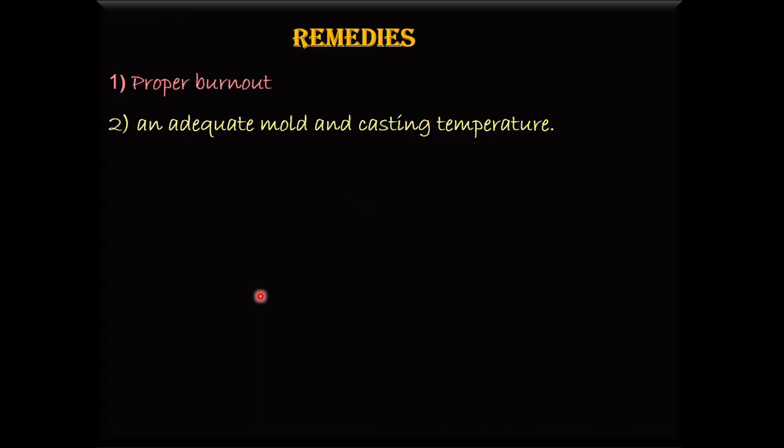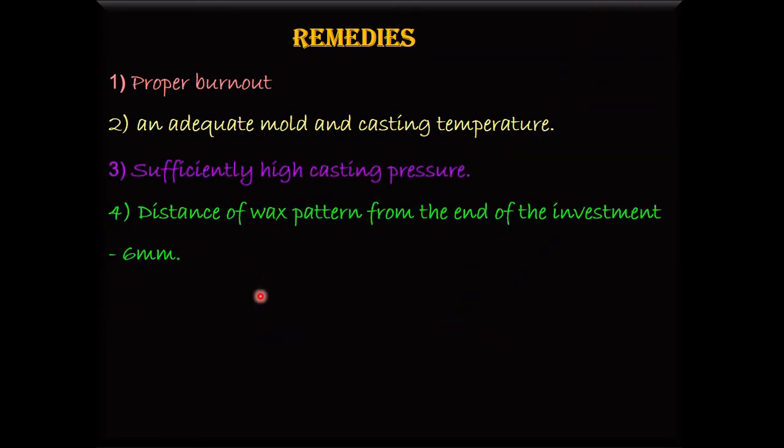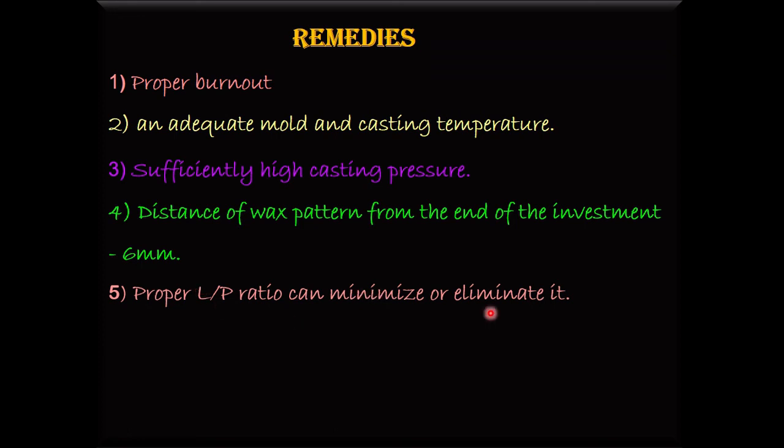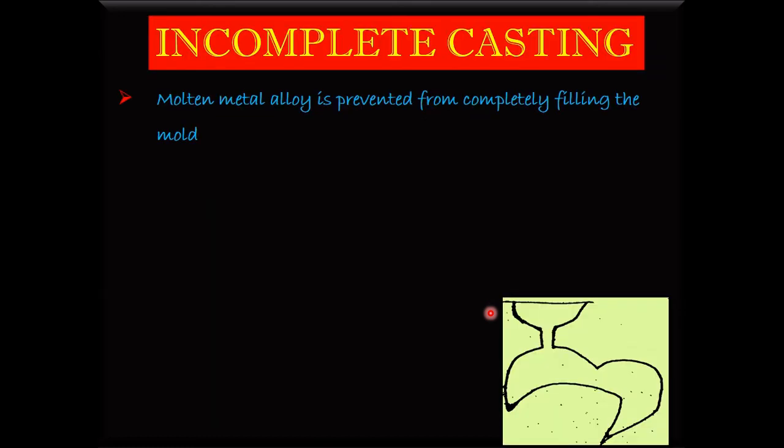So what are the remedies? We have to follow the proper burnout procedure, and adequate mold and casting temperature should be there. Sufficiently high casting pressure should be there to help the air escape, and the distance of the wax pattern from the end of the investment should be at least 6 mm. This is very important. It has to be followed. The liquid powder ratio has to be optimal.